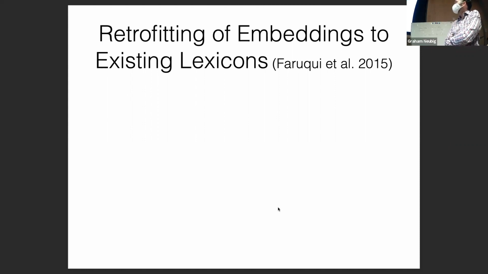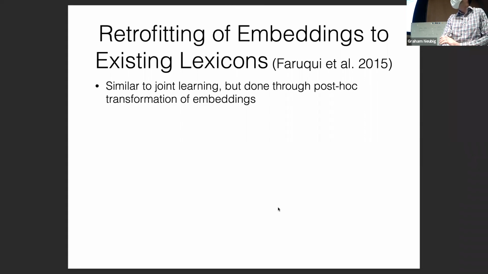The first thing I'd like to talk about is how to use existing data sources, existing knowledge sources, to improve embeddings that we already have. This was first used in non-contextual embeddings, but I think the basic idea is interesting and worth thinking about from the point of view of contextual embeddings as well.